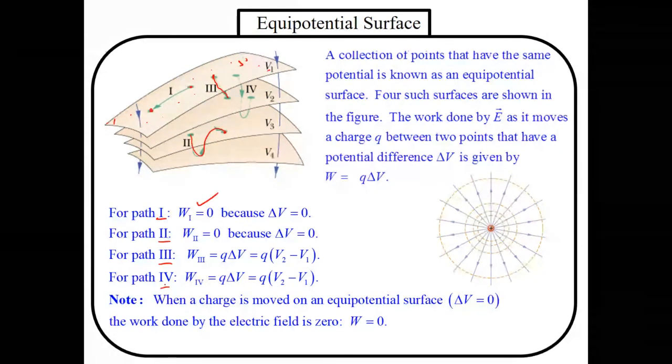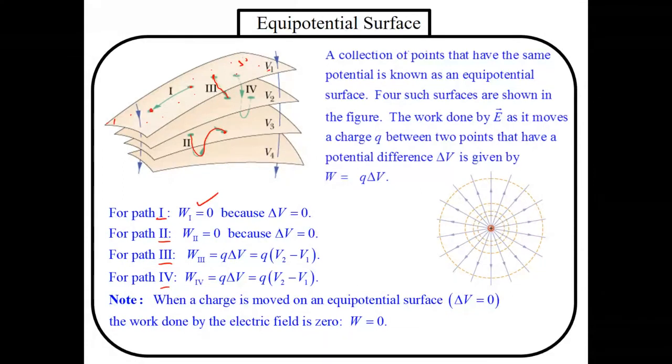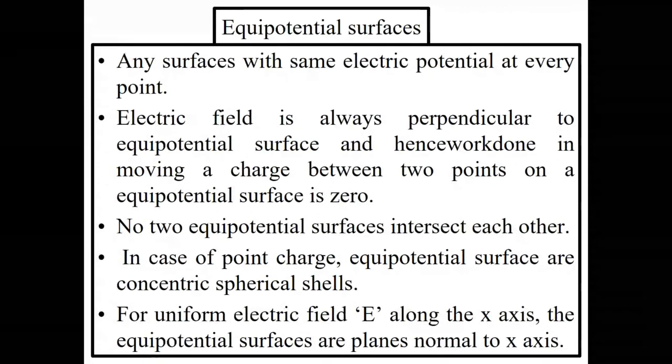And likewise, the fourth path. I just move from V1, then I come back to V3, then I move to V2. So the two layers are different. In such a case, I will get some work done. Clear? Okay, here I just gave some information about the equipotential surface.